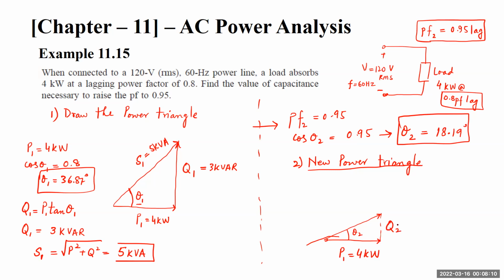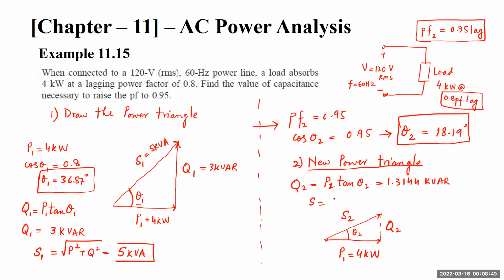This is Q2, and this is my S2. So now find out the value. Remember S2. First find Q2. The value of Q2 will be P1 tangent of theta2. Sorry, P1. It remains the same, P1 tangent theta2. So my value of Q2 will become 1.3144 kilowatt reactive. So now I have the value of Q.